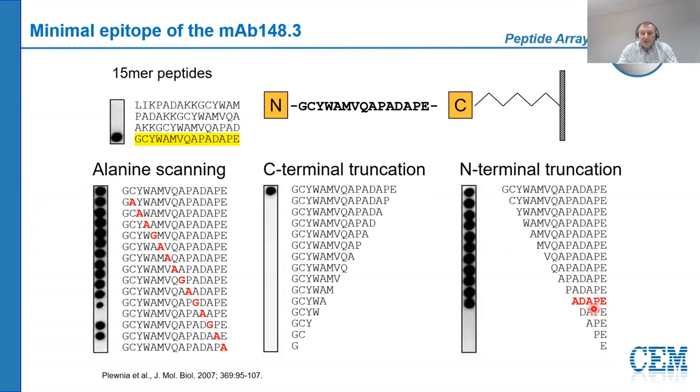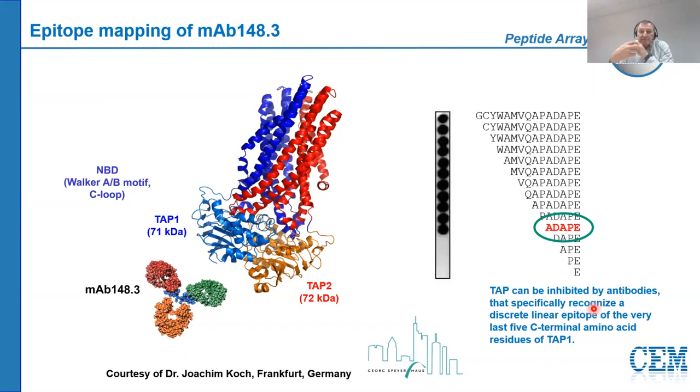So TAP can be inhibited by antibodies that specifically recognize the discrete linear epitope of the very last 5 C-terminal amino acids from the residue of TAP1. This is quite an interesting result. And if you think about the number of peptides which have been synthesized, then you must see that the screening process using cellulose membranes, cellulose discs, or the small amount on resin is much more economic than using a standard large-scale synthesizer.